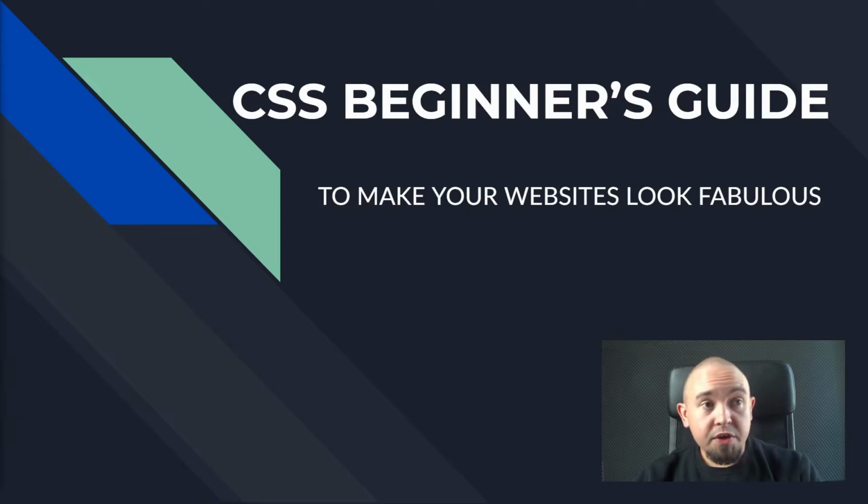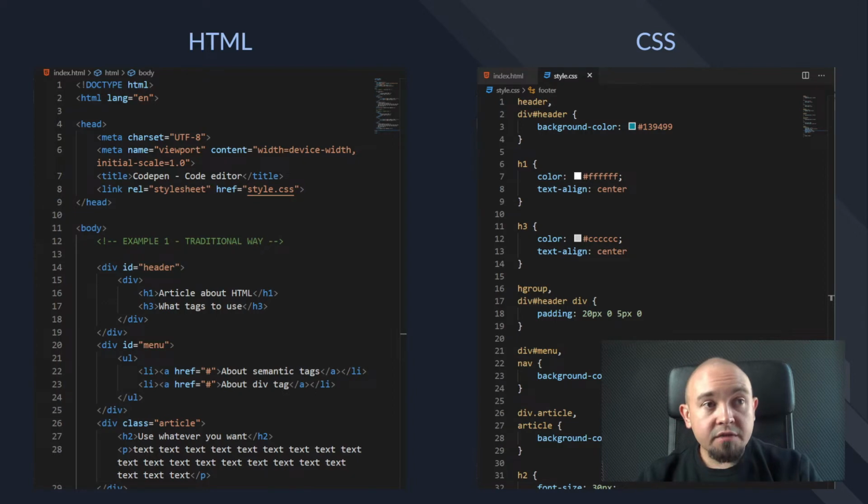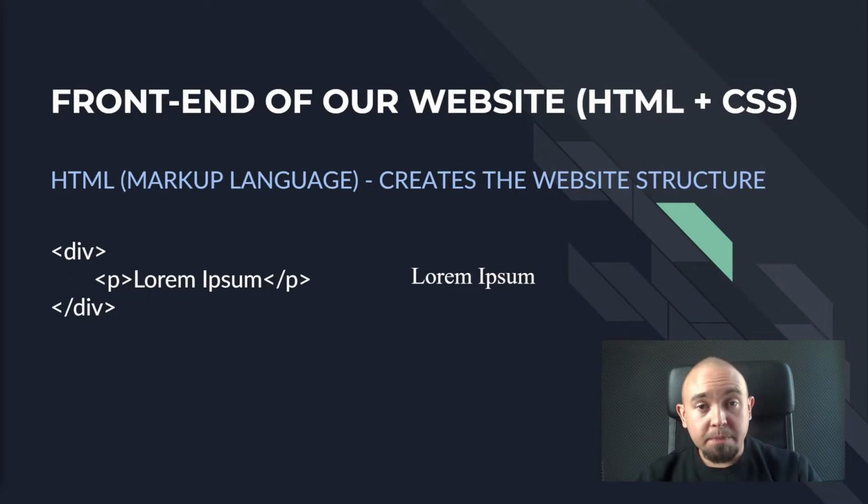If you haven't seen my previous videos, I encourage you to check them out because right now we are at the end of our theoretical trip as we are going to make our first website soon. As you may know already, front end of our website contains two different technologies, HTML and CSS. HTML is responsible for the structure of our website. It's a markup language, so we use markups, also known as tags, to create our website structure. And here you can see we have a div tag, and inside of it we have a p tag.